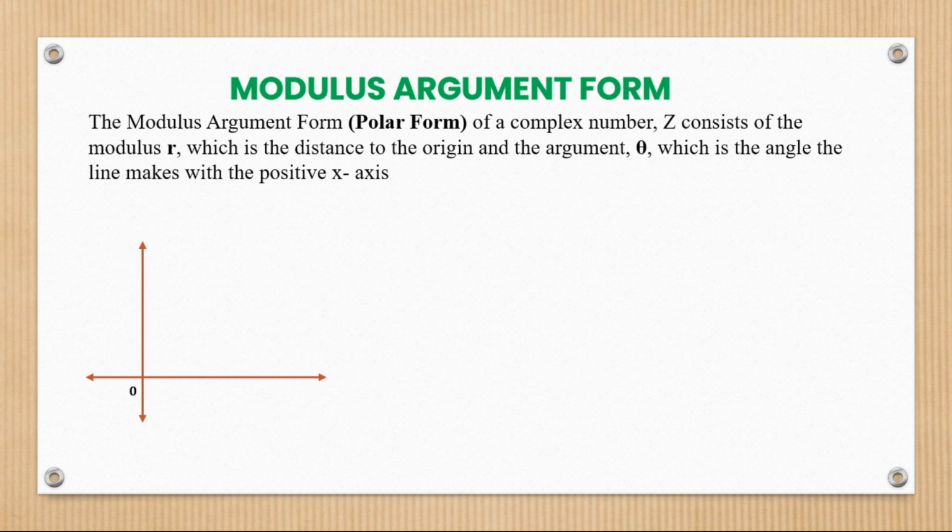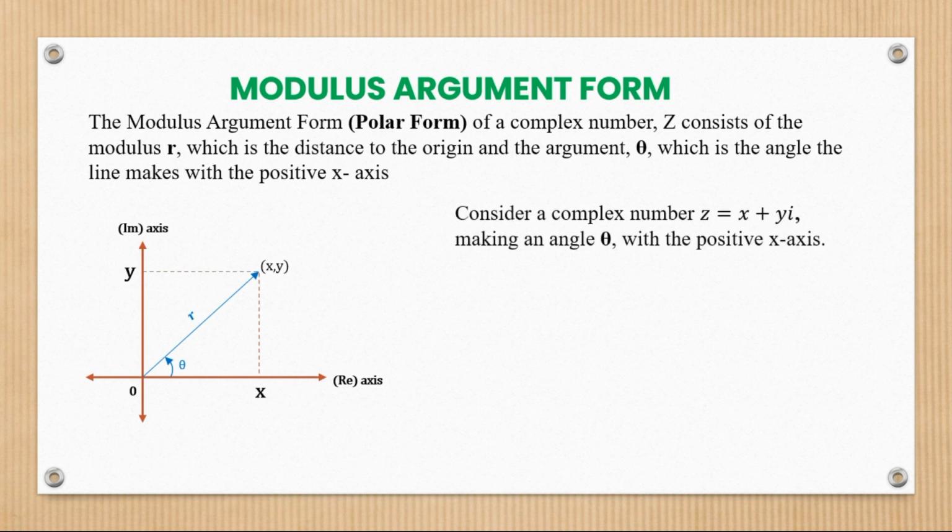So imagine we have an Argand diagram here. You can see that r represents the distance from the origin. The x represents the values on the real axis, and the y represents the values on the imaginary axis. Theta represents our argument, as you can see right there. So consider a complex number z equal to x plus yi, making an angle theta with the positive x-axis.